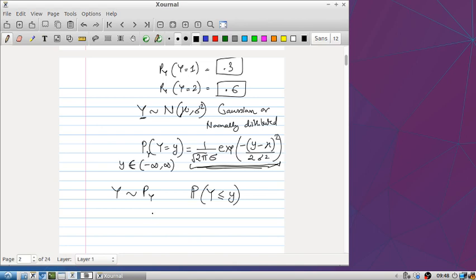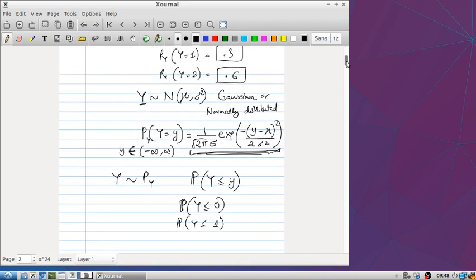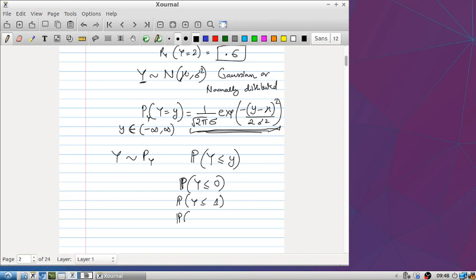For example, in the previous discrete setting, we can say what is the probability that y was less than or equal to 0, the probability that y was less than or equal to 1, and the probability of y less than or equal to 2. This was 0.1, this was 0.3, so total 0.4, and this is 1. So it just adds up things.